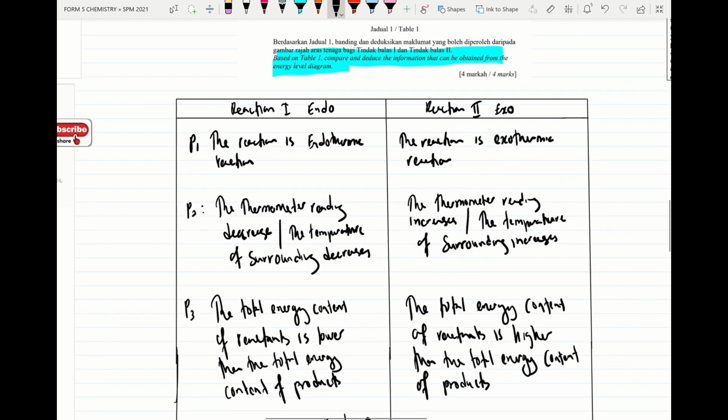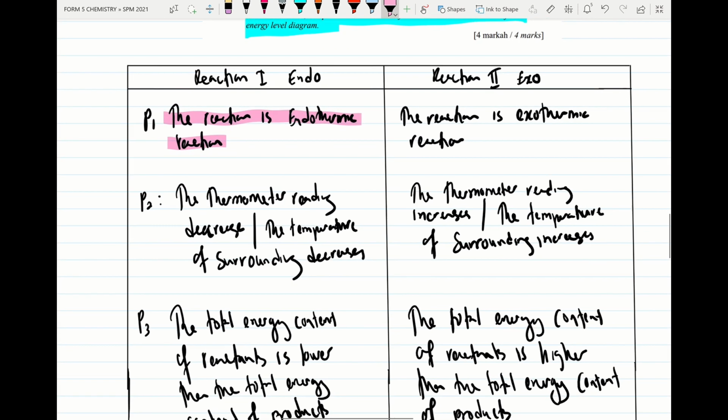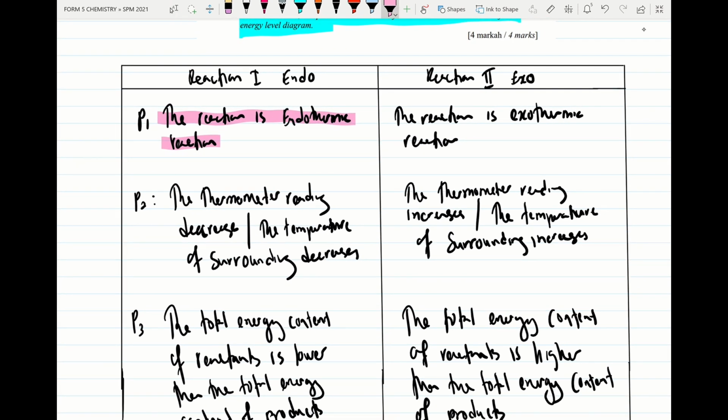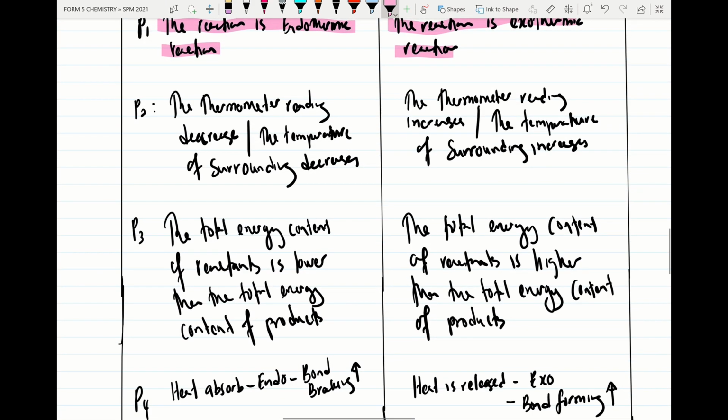So I go through everything one by one. All right, point number 1, the reaction is endothermic. Heat energy absorbed from the surrounding. If student wants to write, can. The reaction is exothermic. Heat energy released to the surrounding. Point number 2, the thermometer reading decreases or temperature of the surrounding decreases. The thermometer reading increases, the temperature of the surrounding increases.